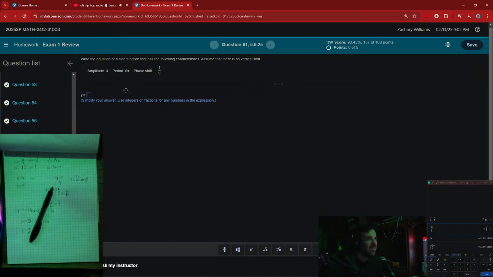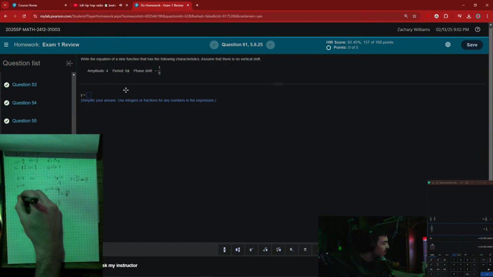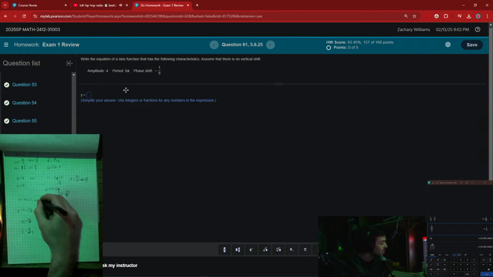All right. So we're just doing the same thing once again. And it's another sine function. So they're not even going to try and challenge us. Y equals 4 sine blank x plus, because there's a negative phase shift, blank.